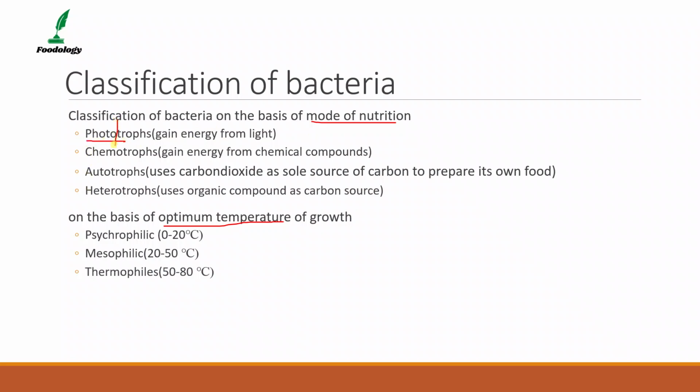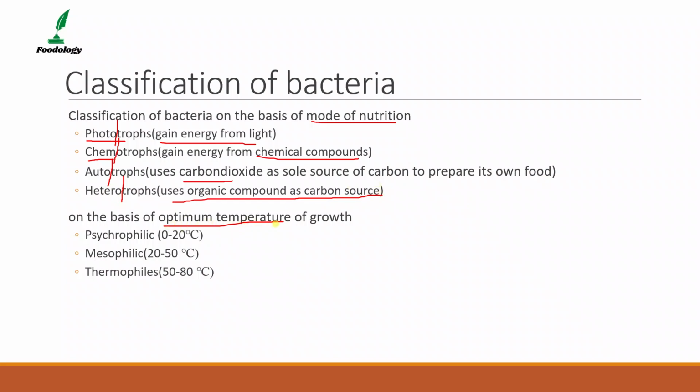Phototrophs. If you break down this term, photo and trophs, photo is something related to light, right? So phototrophs are those bacteria which gain energy from light. And again, the same thing over here. Chemotrophs, they are gaining their energy from chemical compounds. Then you have autotrophs. These use carbon dioxide as the sole source of carbon to prepare their own food. Then we have heterotrophs. These use organic compounds as a source of carbon.